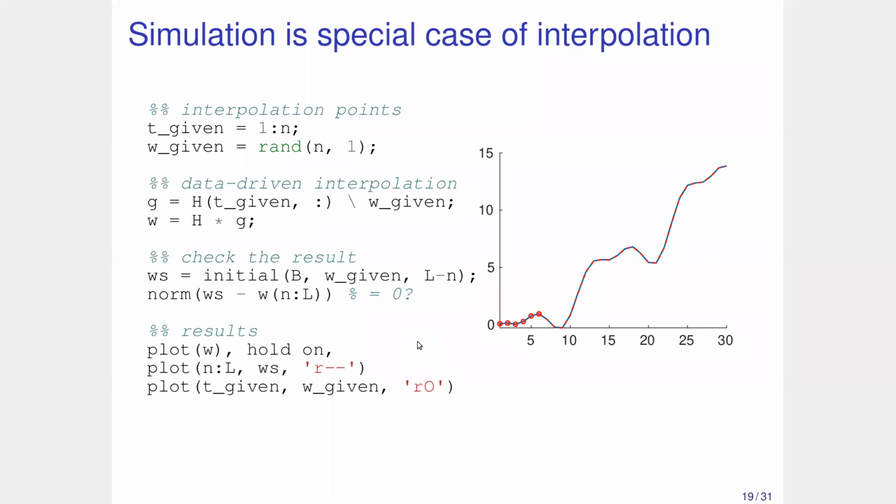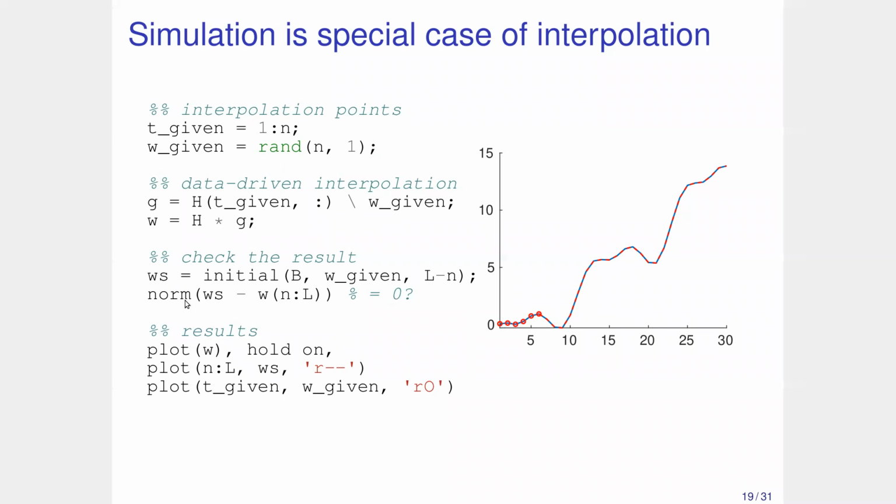So back to the simulation example, now I put all the given samples in the beginning. The first n, 6 samples are the given points. I take them again random, and I do the exact same calculation as before, namely solve the system of equations, as I showed in the previous slide, multiply the Hankel matrix with the solution, and this gives me the interpolant. What I do next is I simulate with the function initial of MATLAB the actual data generating system D from the initial conditions, which are the first n samples.